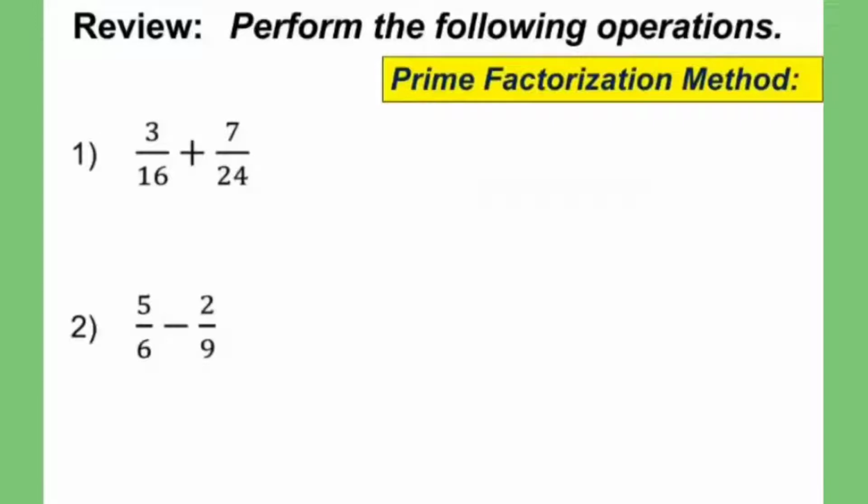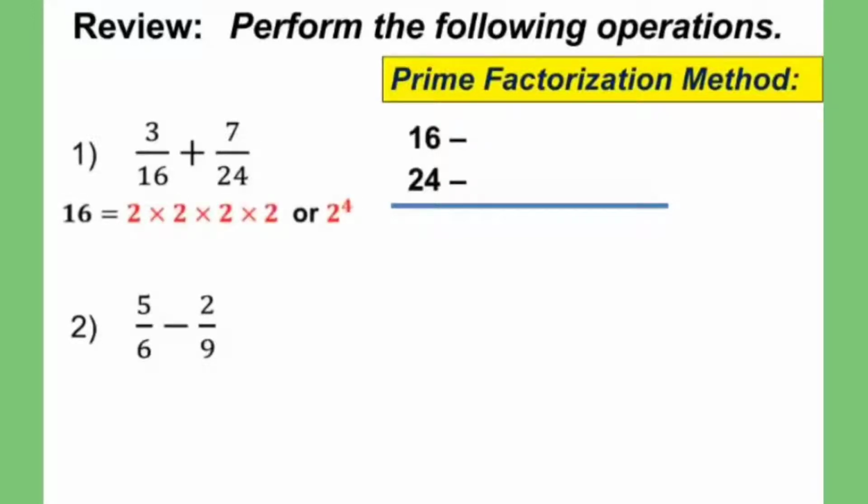In using this method, ilista lang natin yung ating denominators, 16 and 24, at i-express ang 16 at 24 in their prime factorization. Ang 16 is equal to 2 times 2 times 2 times 2, or that is equal to 2 raised to the power of 4. At ang 24 naman ay 2 times 2 times 2 times 3, or that is equal to 2 raised to the power of 3 times 3.